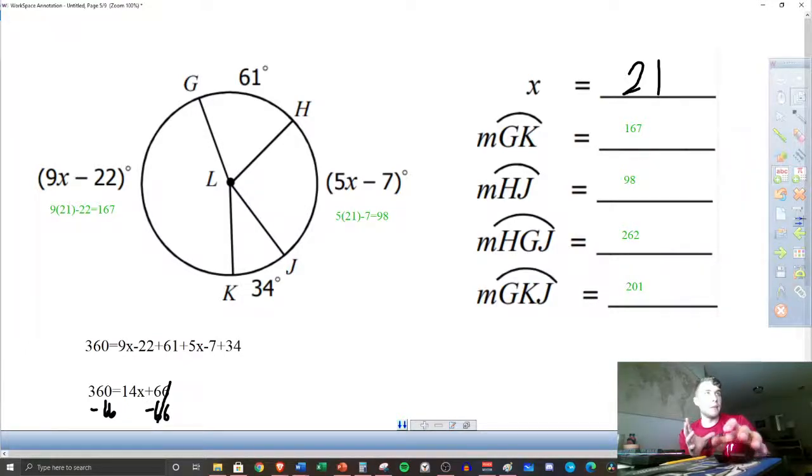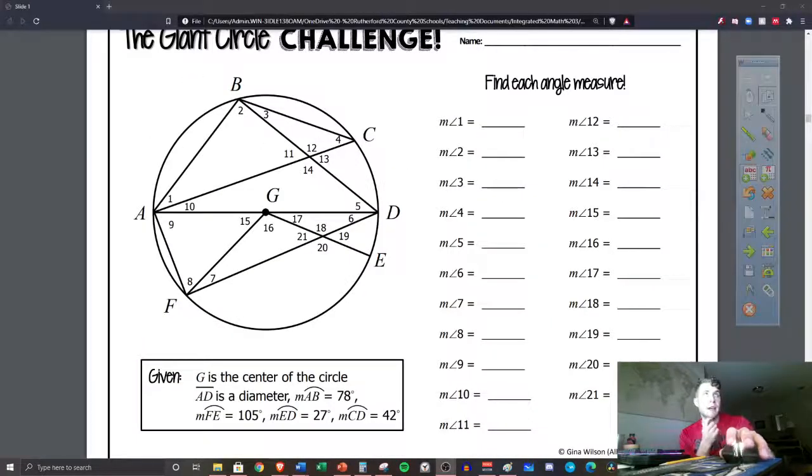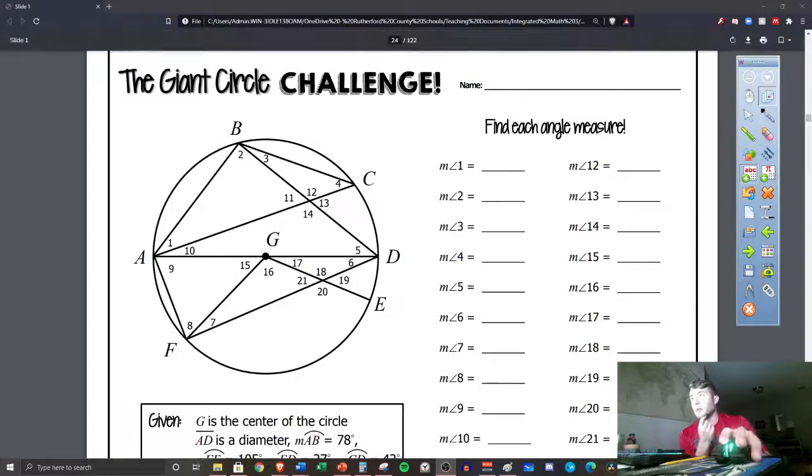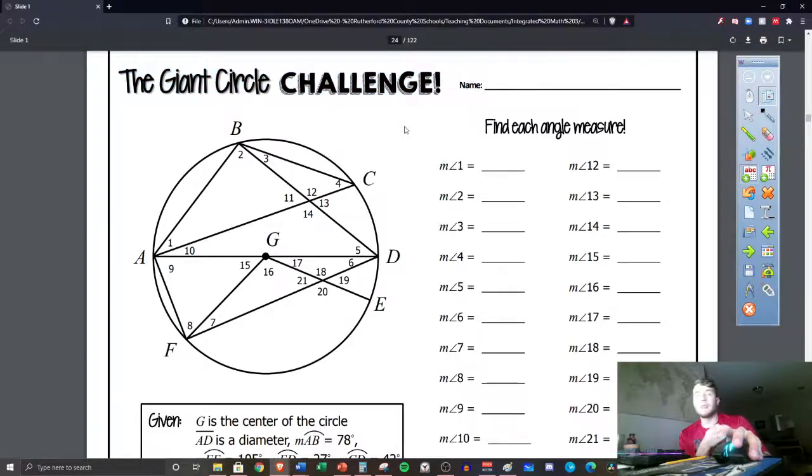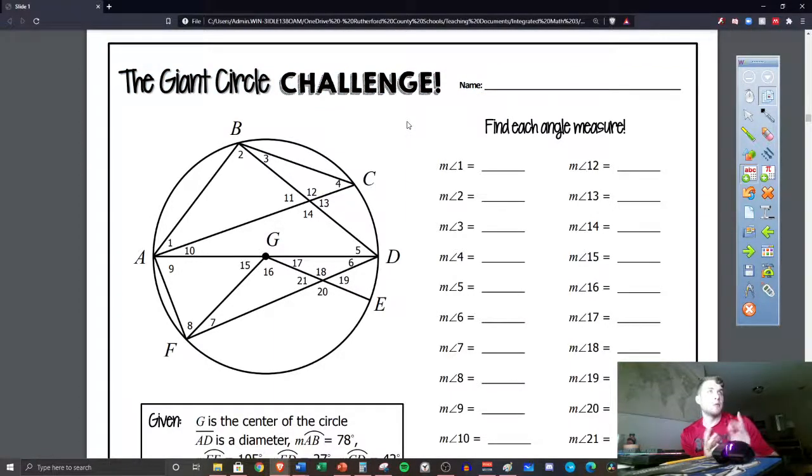You actually have Delta Math problems. You have 2 that are similar to both of the ones we just worked to start off this lesson. And so you should be good to go on those now, okay? All right, now we're going to set up for the next part. And here it is. We have the giant circle challenge. And on Delta Math, if you pull up Delta Math, you will see it's 2 problems, each with 2 parts.